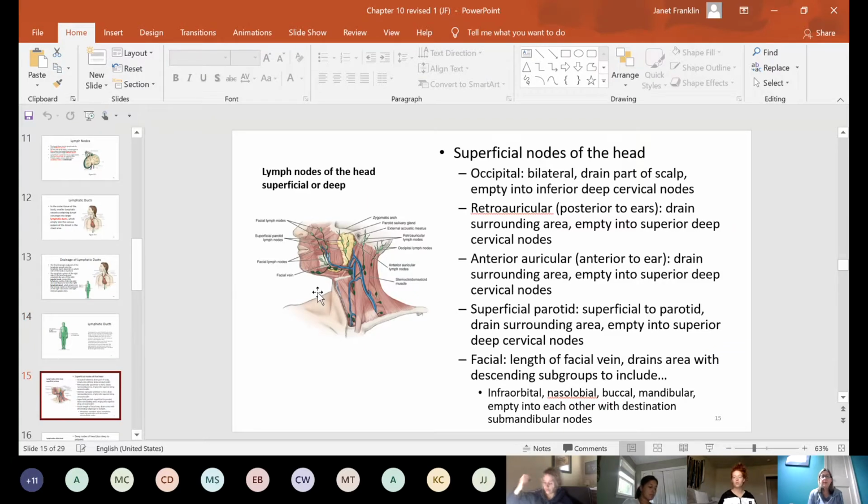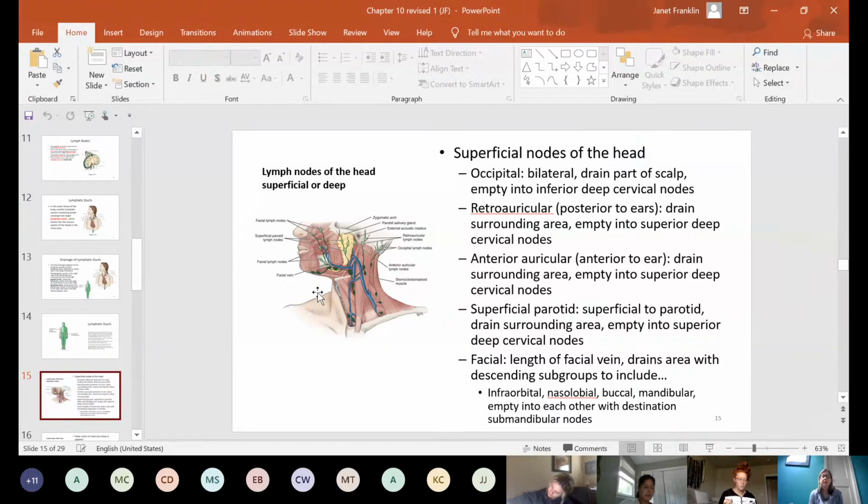Superficial nodes of the head. What do we know about superficial? Where does superficial sit? Anybody? Closer to the surface.